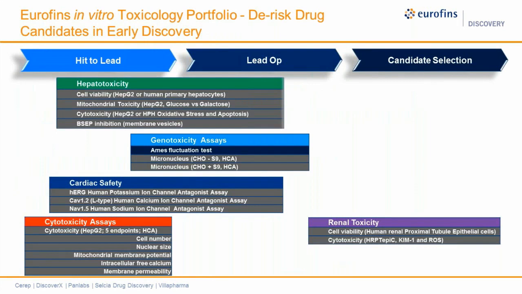We offer a comprehensive panel of in vitro toxicology assays to de-risk your drug candidates at early stage of drug discovery programs. Besides the assays that assess hepatotoxicity that I discussed today, we also offer genotoxicity, cardiac safety, renal toxicity, and cytotoxicity assays. And those in vitro toxicology assays can be utilized at the early stage of drug discovery to de-risk your drug candidates, from hit to lead optimization to candidate selection.